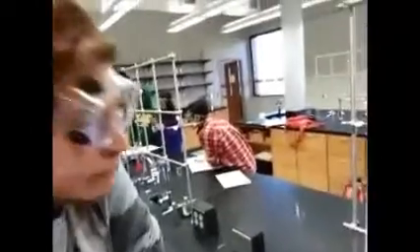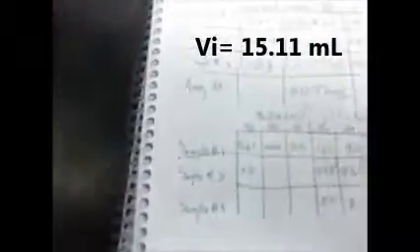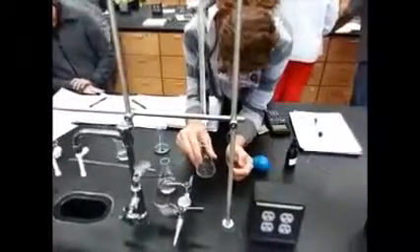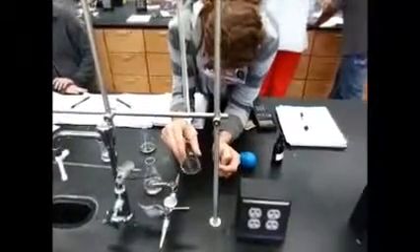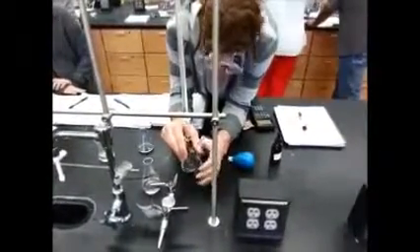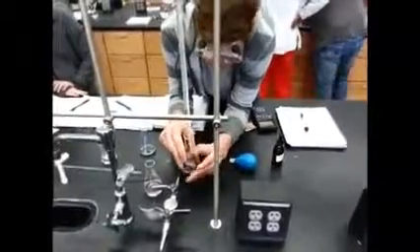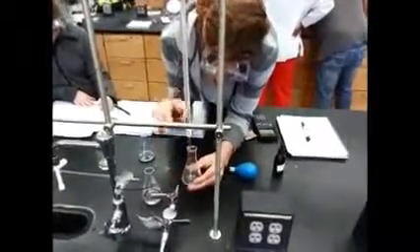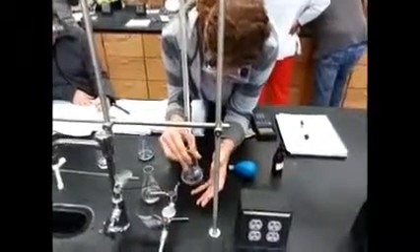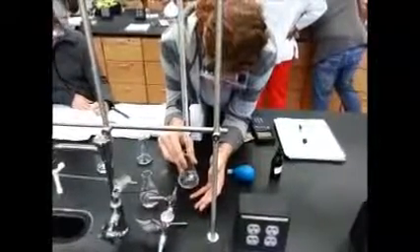Here, Alice is going to read the initial volume. The initial volume is 15.11. Here, Alex has begun his titration. He will continue to add standard solution via the burette to the analyte until a persistent pink color is reached. Once he sees it begin to turn color around the entrance of the standard solution, he will slowly add it so that he will not pass the endpoint.